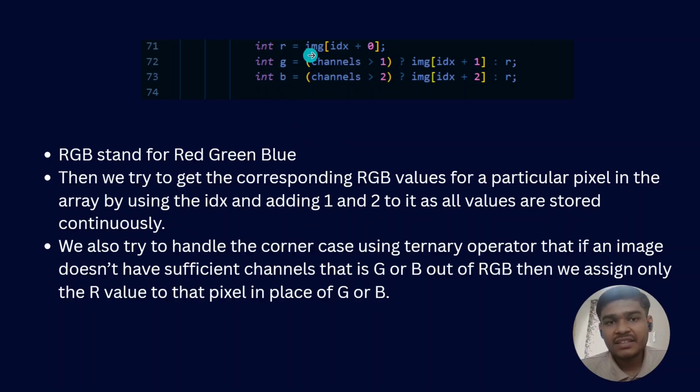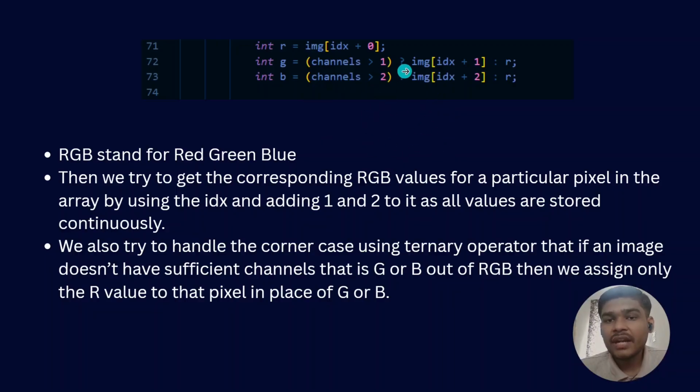So here we access the image array and put IDX plus 0. 0 means directly the IDX address. It uses the red color. And if there is only one channel, we will be having the red color. If there are two channels, then we will be having red and green. If there are three channels, then we'll be having red, green, and blue.